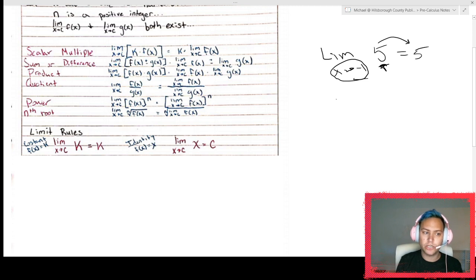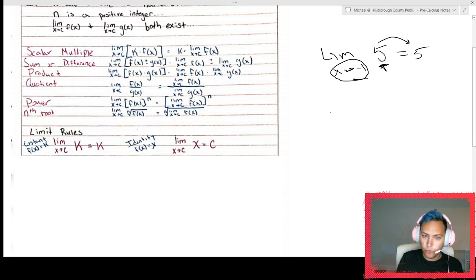So I wrote that in general terms. The limit as x is approaching c of k, we don't care what c is, because k is a constant number: -1, 5.6, 100. When it's a constant number, then the limit will be a constant number.